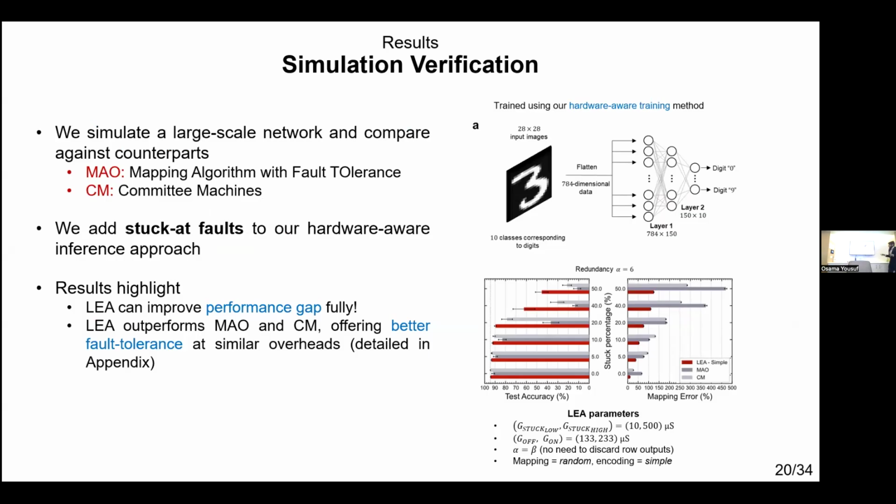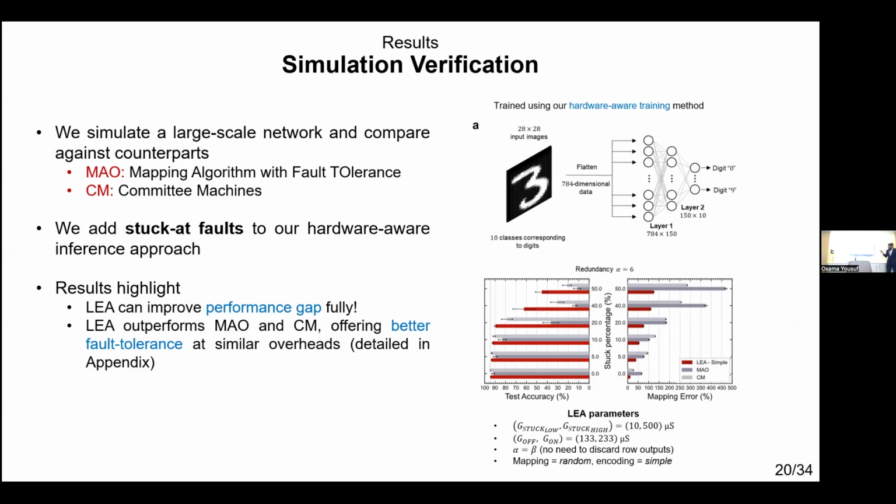And then we compare our LEA, or layer ensemble averaging work, which are these red bars here, to 2 counterparts in literature. The first is the mapping algorithm with fault tolerance, or MAO. The second is the committee machines algorithm.